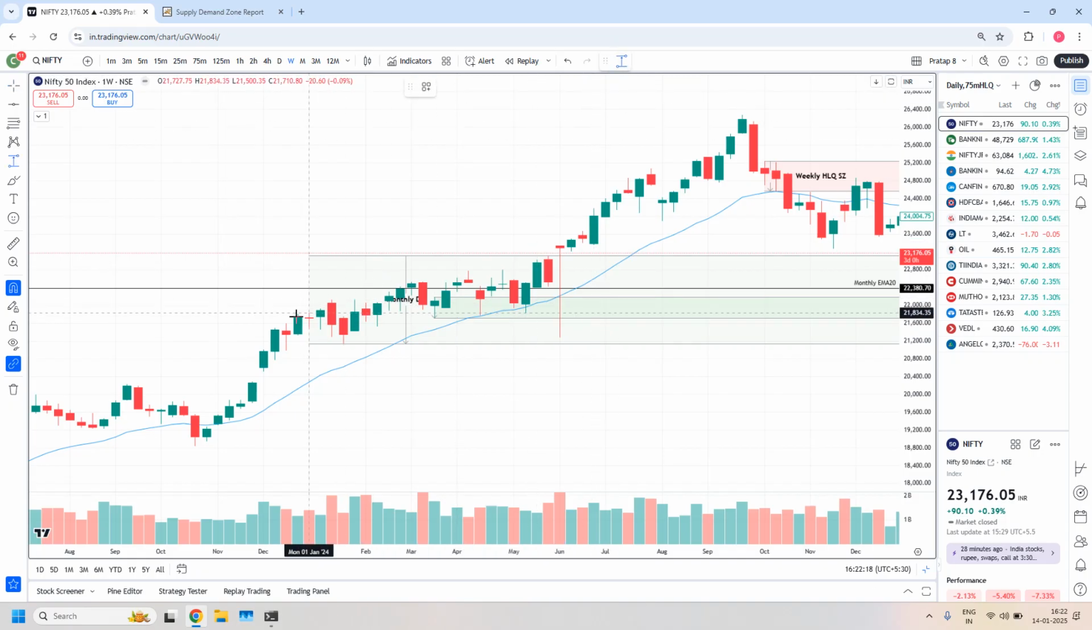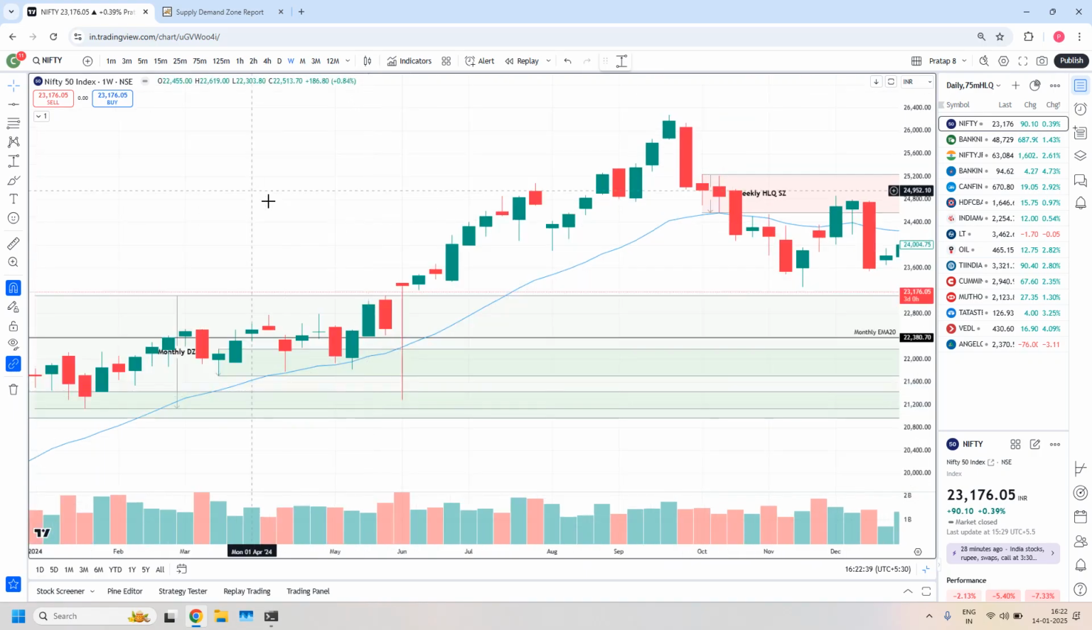Just for reference purpose, I am drawing a weekly zone here, but to be honest, this may not be a valid weekly zone. But why am I drawing it? To reference whether any lower time frame zones are there. Why? See here, prices entered into this area and again started moving up. Definitely in this area there is a good order flow, it might be there.